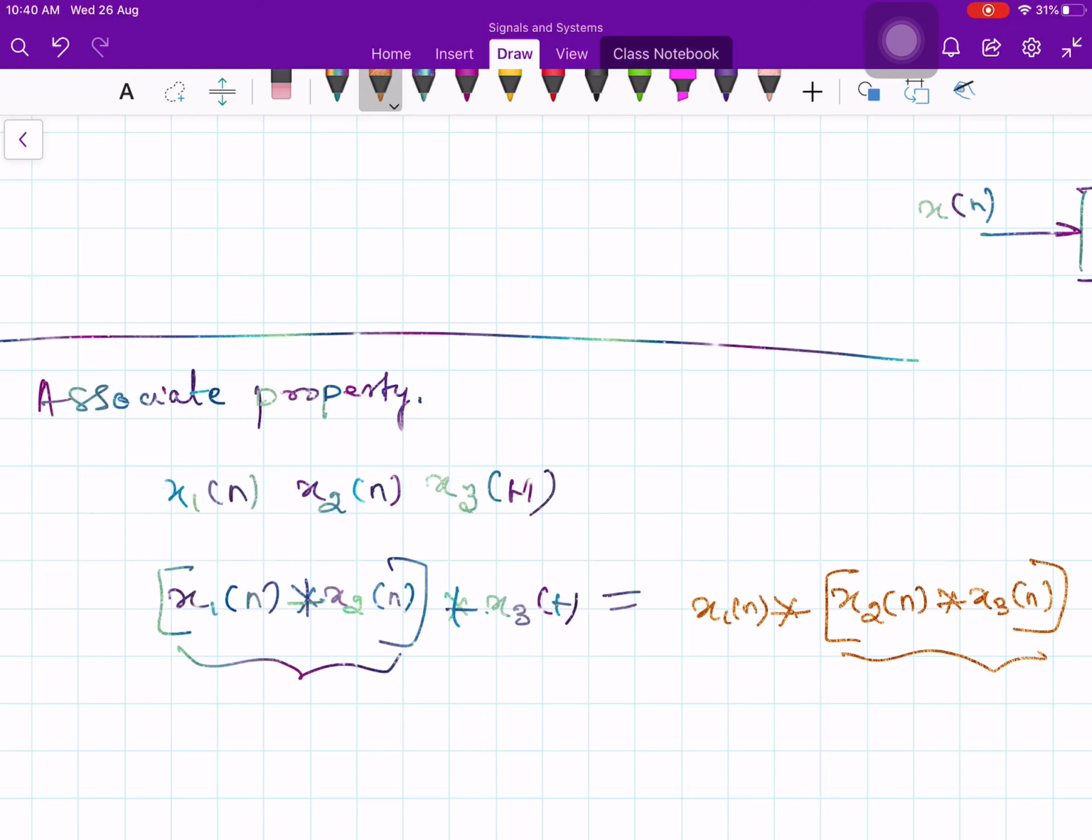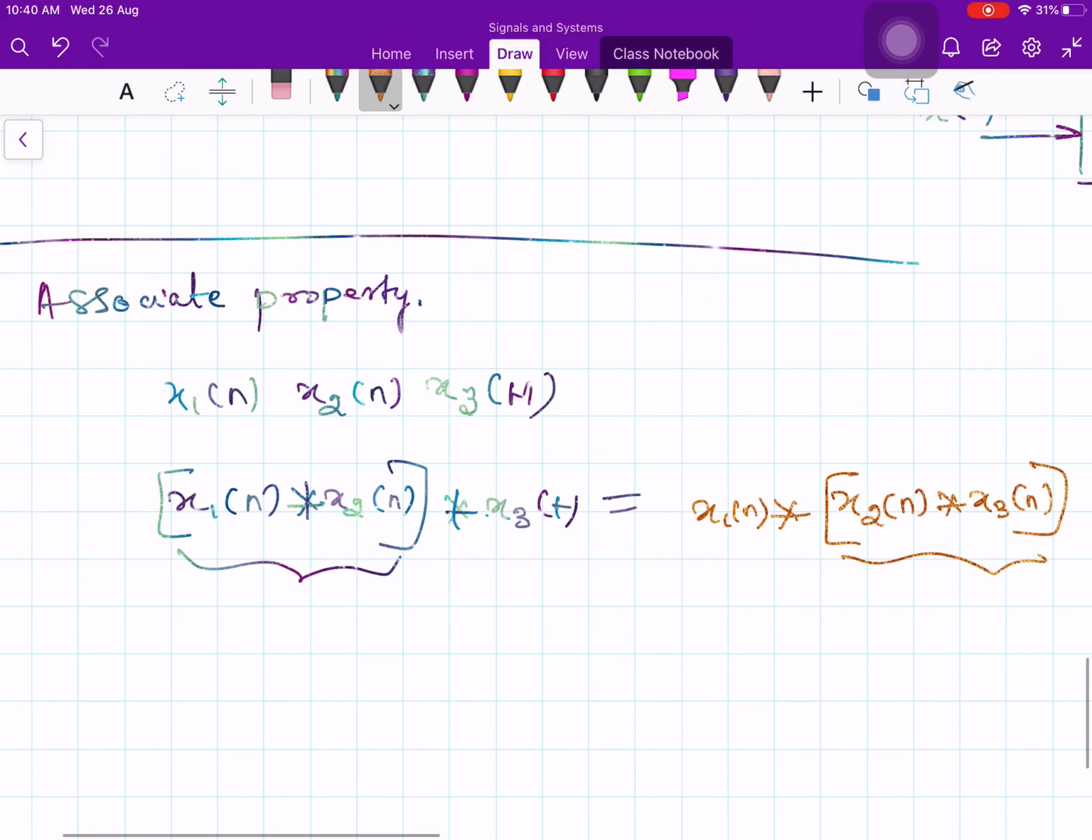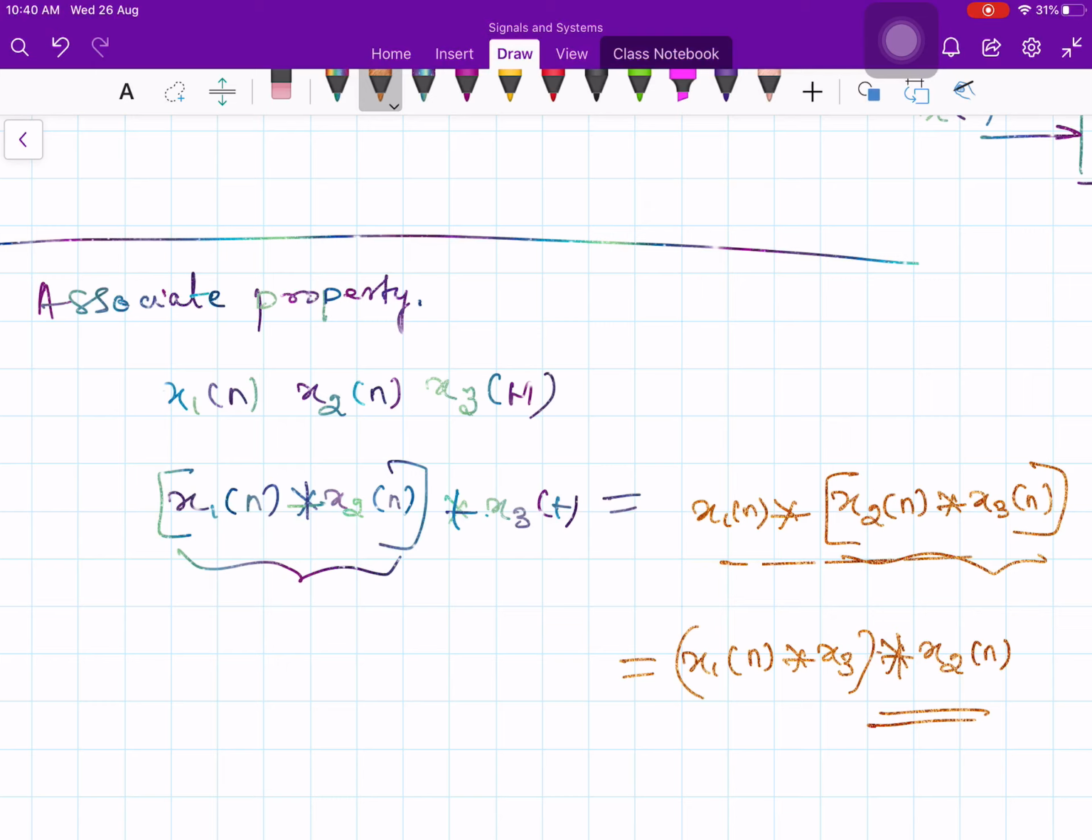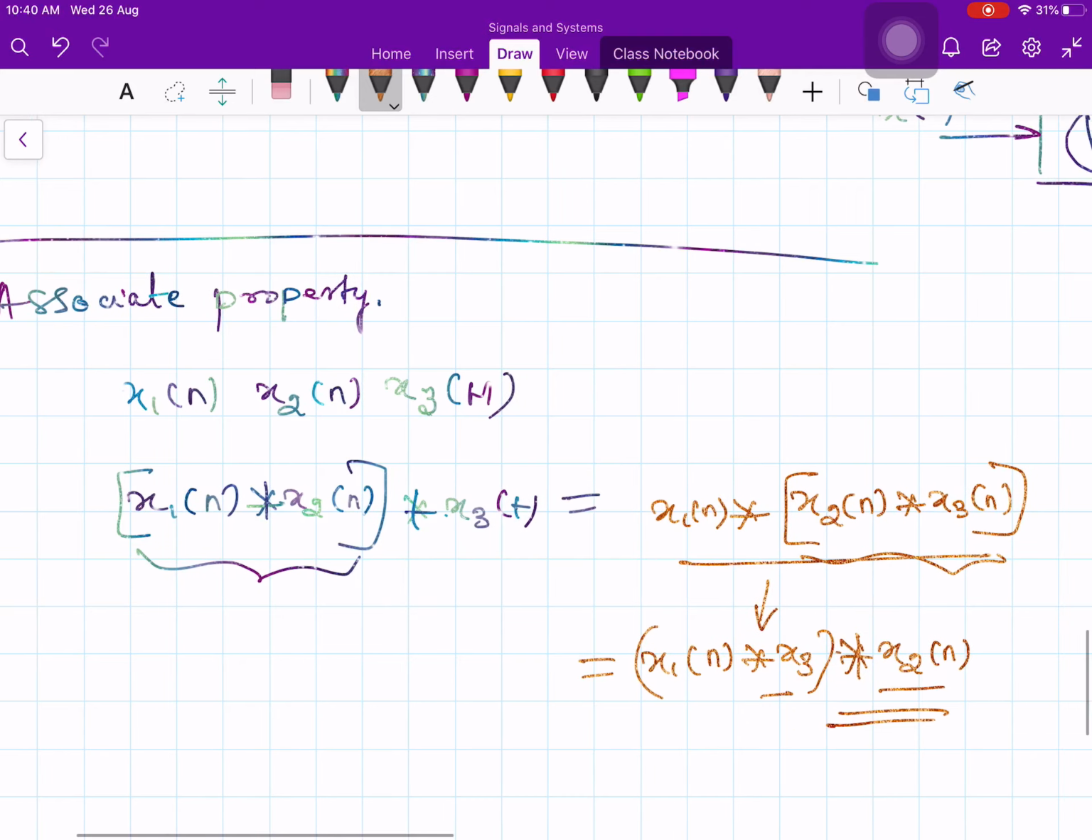Or even you can do in some other way also, like you can convolve x1 of n with x3 of n first and then you can convolve x2 of n, then also it gives the same result, it doesn't matter. So the order of convolution in which you carry out is not important. Okay, so x1 of n convolved with this is the same as x1 of n convolved with x3 of n and x2 of n. Either way you can write down. So this is called associative property.